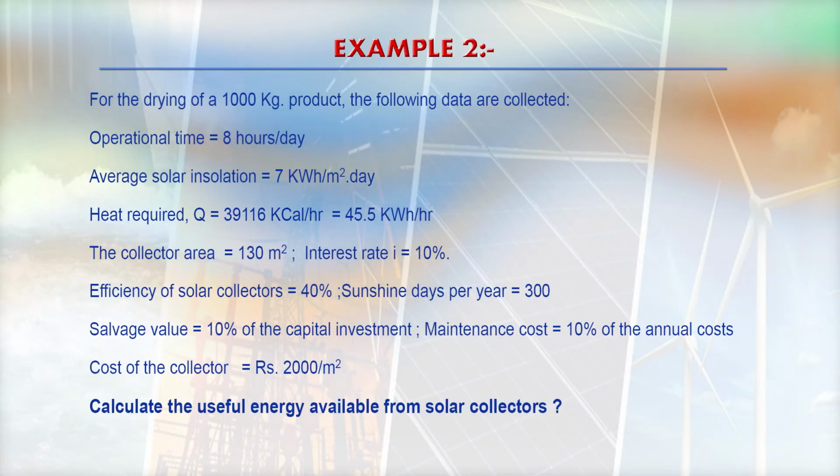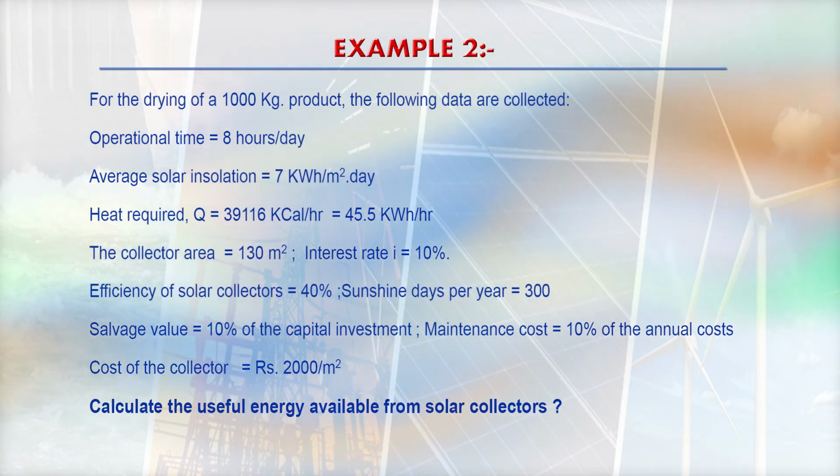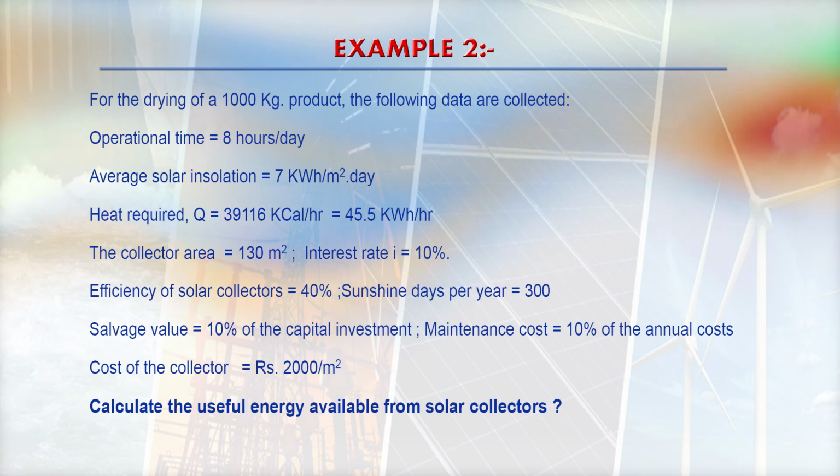Let us take one more example. For drying a 100 kg product, the following data are collected. Operational time is 8 hours per day. Average solar insolation is 7 kilowatt hour per meter square per day. Heat required Q equal to 39,116 kilocalorie per hour. If you convert it into kilowatt hour per hour, the value will come as 45.5, because 1 kilocalorie per hour is equal to 0.001163 kilowatt hour per hour.